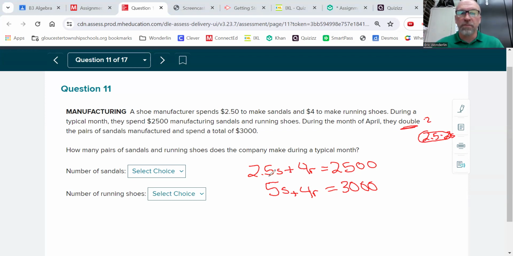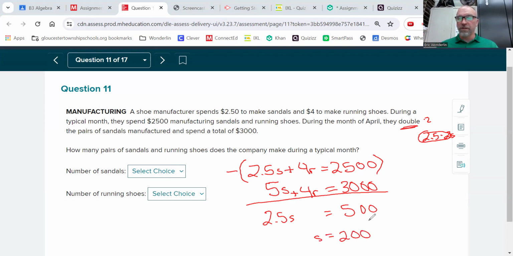There we go. What am I set up for? 4R, elimination. I have to subtract. I'm going to subtract the top equation because that'll give me a positive result. Negative 2.5 and 5, positive 2.5s. 3,000 minus 2,500, 500 divided by 2.5. I want to say 200. Yes. Sandals is 200. See if that's a choice. Bam.